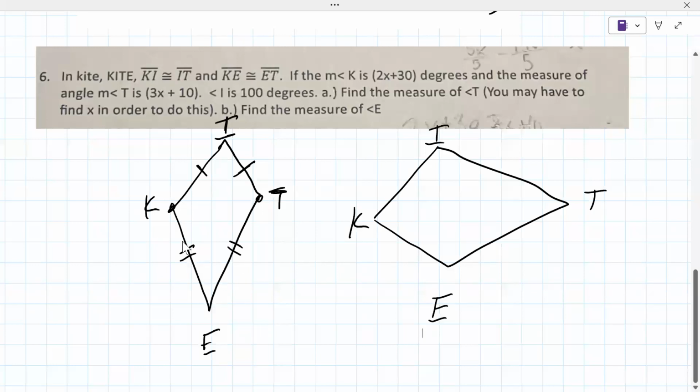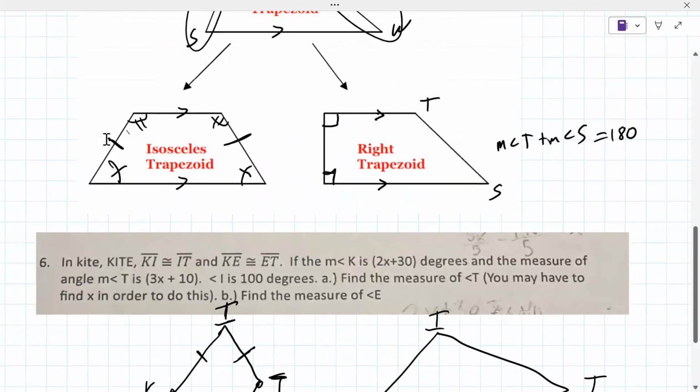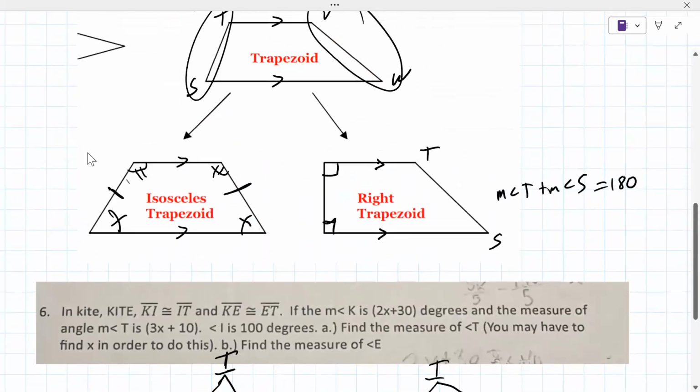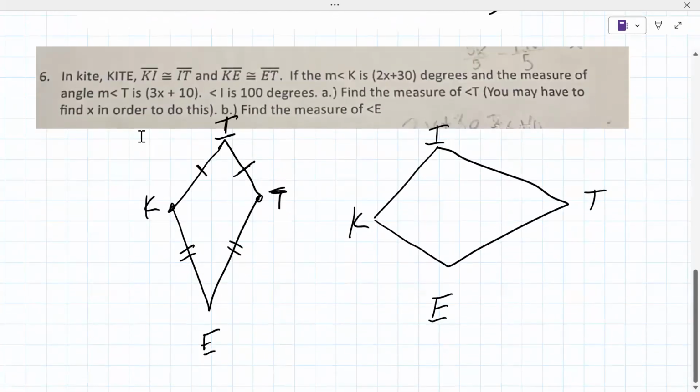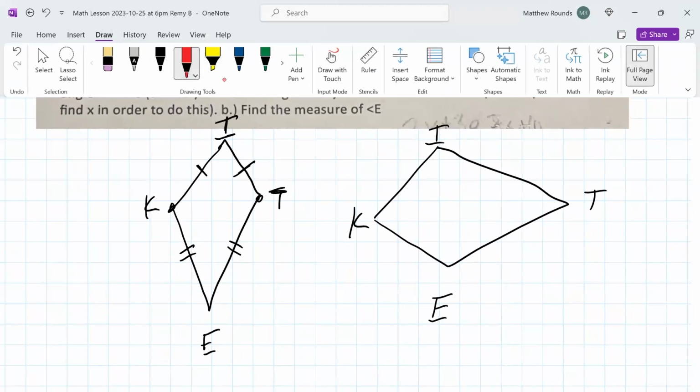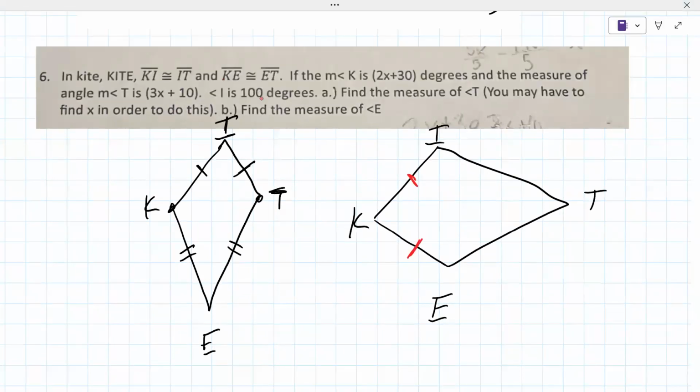I just noticed in a previous problem that Remy didn't label it kind of left to right, clockwise, and he got the wrong answer. So I was just wondering. Yeah, like in this problem here, if they give you the drawing on the right, the congruences are KI is congruent to KE.